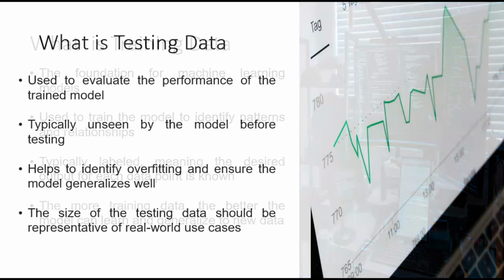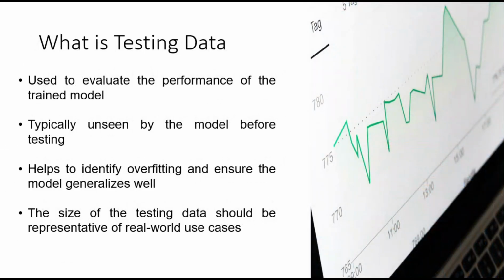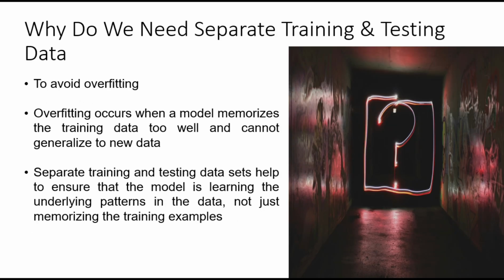data. Testing data is used to assess how well your machine learning model performs on unseen data. It's important to use testing data that the model hasn't seen before during training. This helps to ensure that the model is generalizable and can make accurate predictions on new data. Testing data can also help to identify overfitting, which is when a model performs well on the training data but poorly on unseen data. The size of the testing data should be representative of real-world use cases.